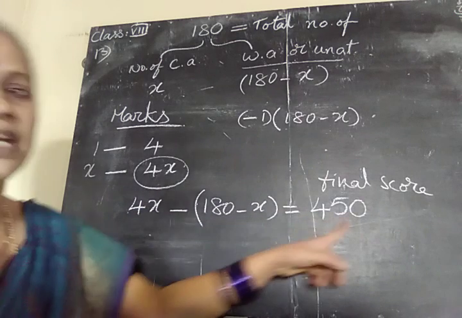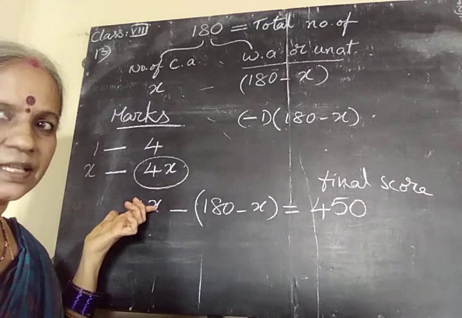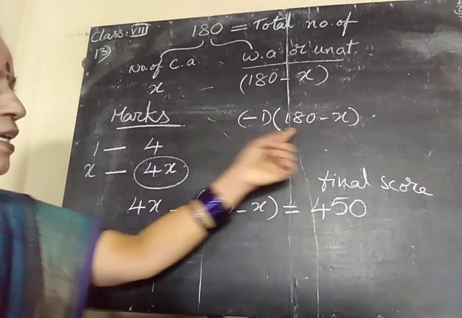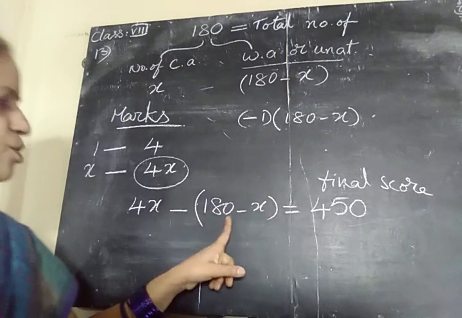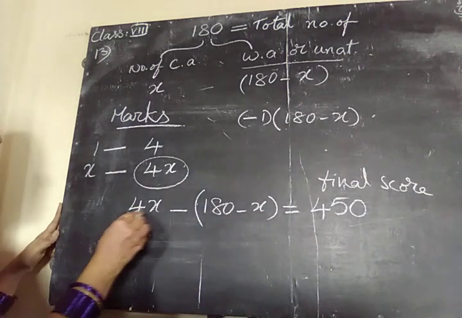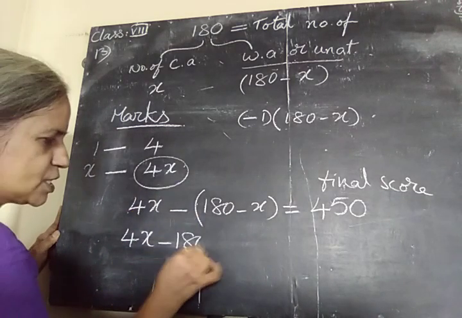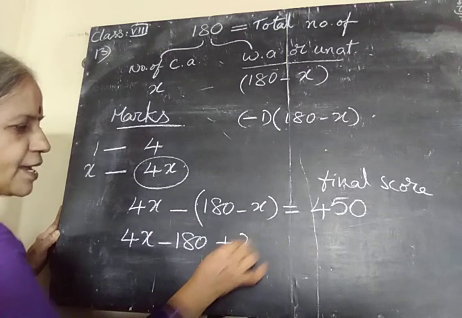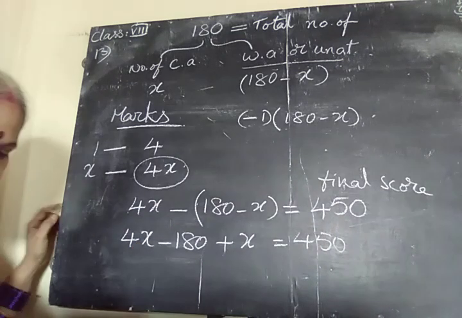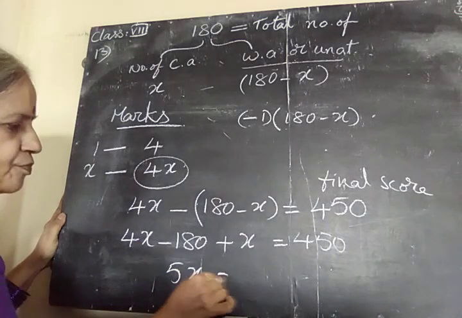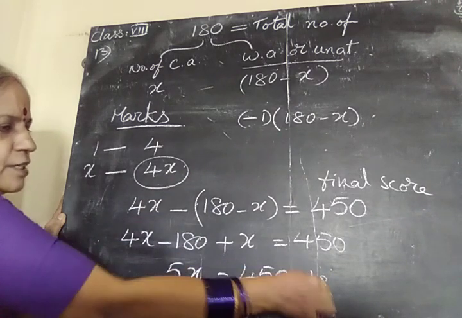So this is our equation. 4x for correct answers, he got 4x marks. From this, 180 minus x is deducted, so you have to subtract 180 minus x. So now 4x minus 180 plus x is equal to 450. 4x plus x, 5x. This minus 180 transposed to that side becomes plus 180.